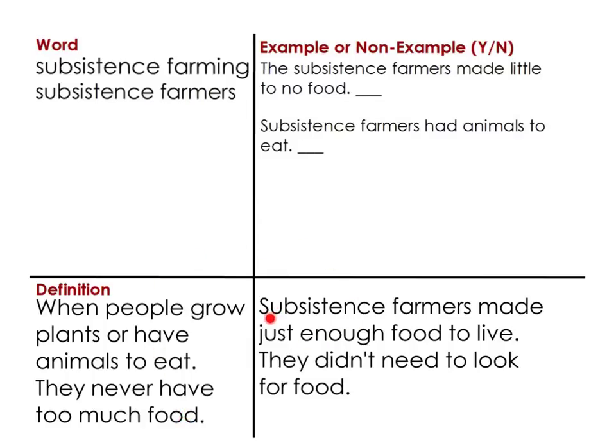Let's read the sentence. Here's our sentence. Subsistence farmers made just enough food to live. They didn't need to look for food. I'll read the example or non-example sentences. The subsistence farmers made little to no food. Subsistence farmers had animals to eat.